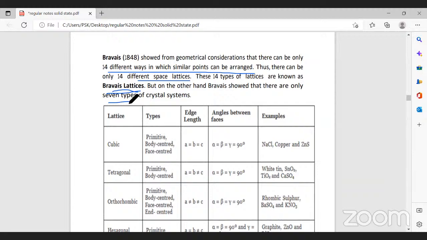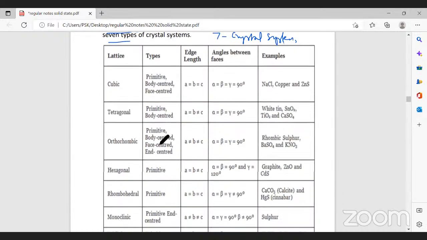You have only 7 types of crystal system, but we have 14 types of Bravais lattice. Remember, 7 types of crystal system and 14 types of Bravais lattice. Now, the first crystal system, I'm rushing through this because we have already learned. First crystal system is cubic. In case of cubic, 3 types of Bravais lattice you can have: simple cube, body-centered cube, and also face-centered cube.